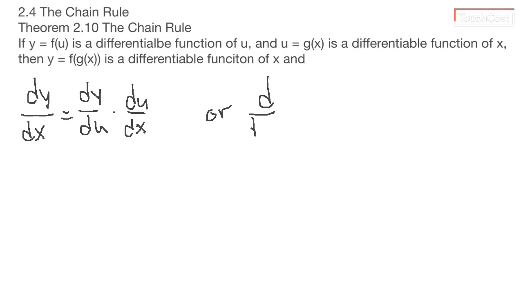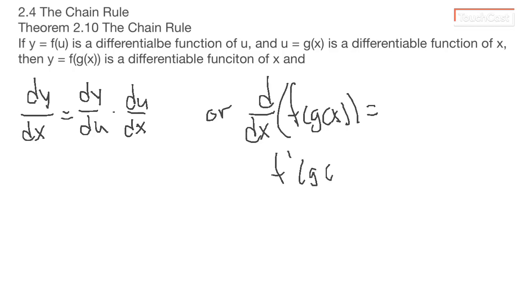We can also write it as the derivative with respect to x of f of g of x is equal to the derivative of f of g of x times the derivative of g of x. So we would find the derivative of f and the derivative of g, but when we find the derivative of f, we put g of x in for any variables.